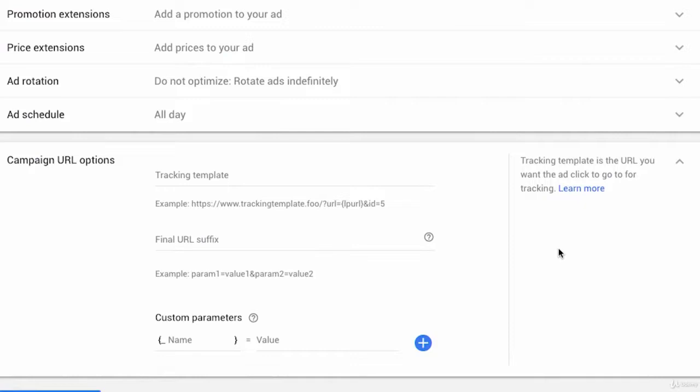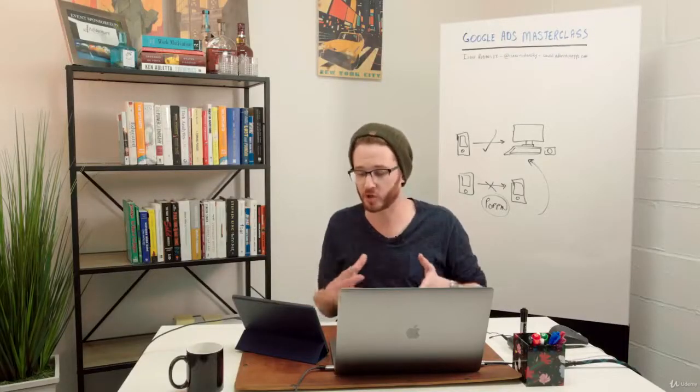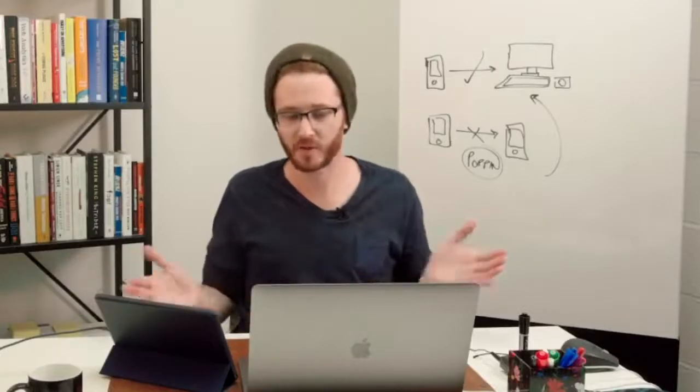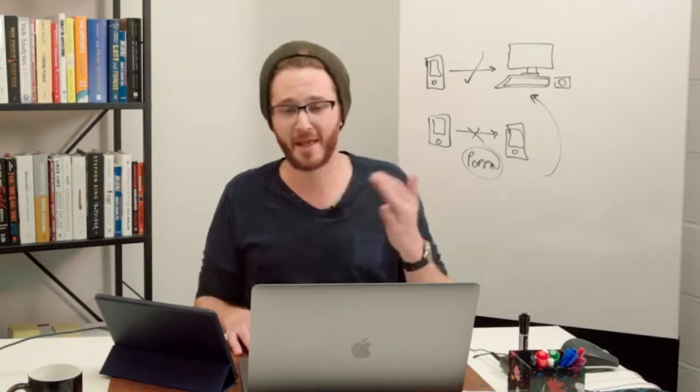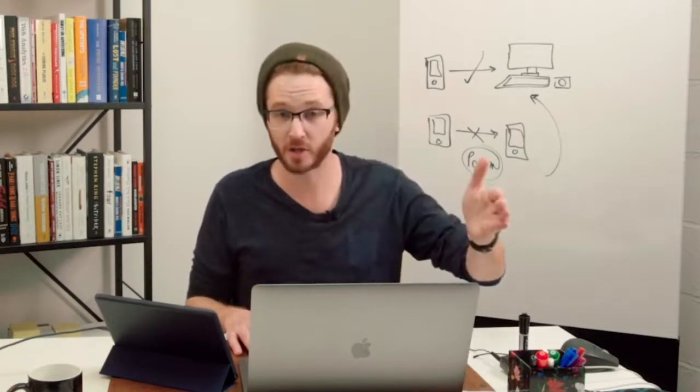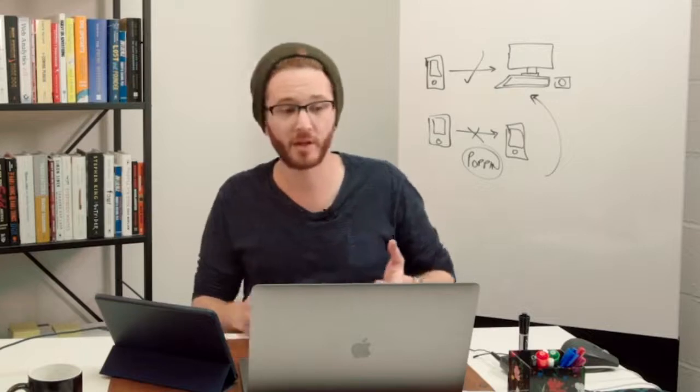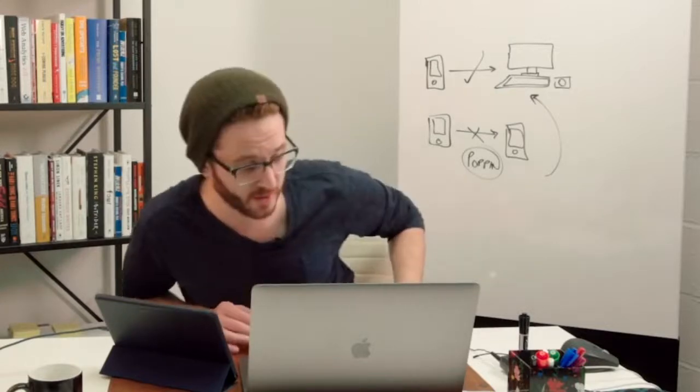Custom parameters are identifiers or dimensions that I could specify that could be used in a tracking template or a final URL suffix. And if this sounds confusing, it probably is a little bit, but I just want to reassure you, it's not so relevant. It's not affecting the performance of your campaigns. But for example, let's say this was a campaign that was just for orange chairs, orange office chairs, for example.